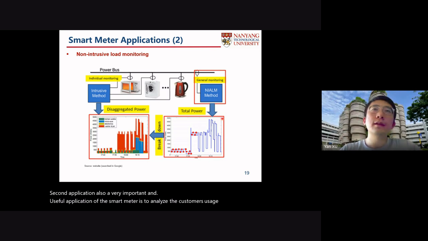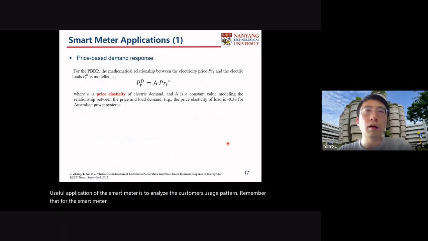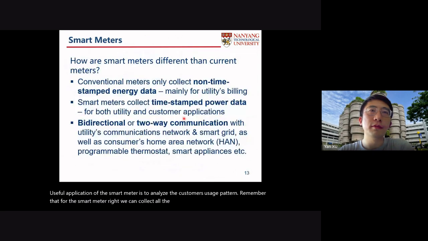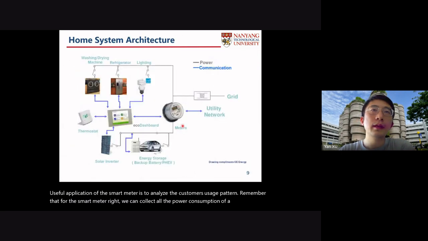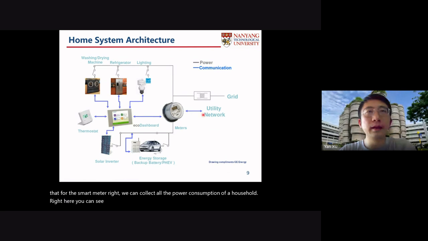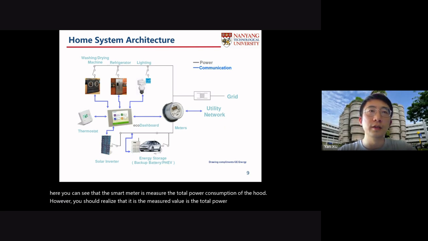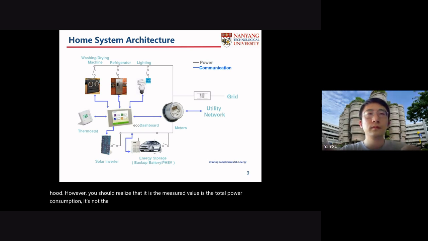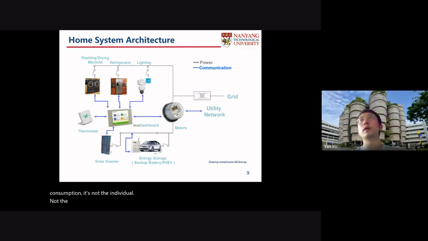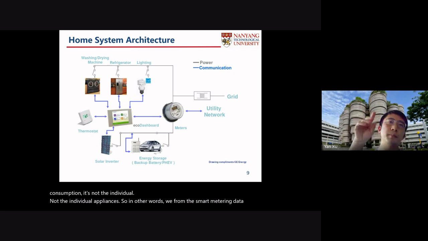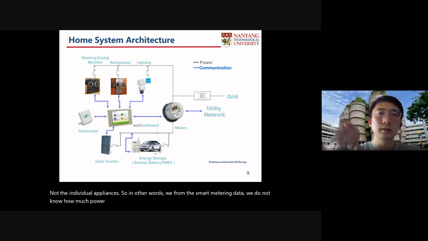Remember that for the smart meter, we can collect all the power consumption of a household. Right here, you can see that the smart meter measures the total power consumption of the home. However, you should realize that the measured value is the total power consumption. It's not the individual appliances. So in other words, from the smart metering data, we do not know how much power is consumed by a certain appliance.